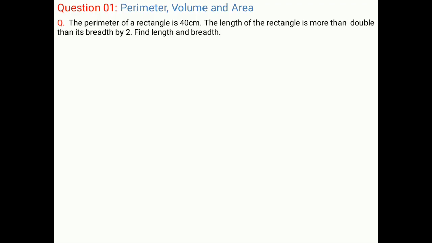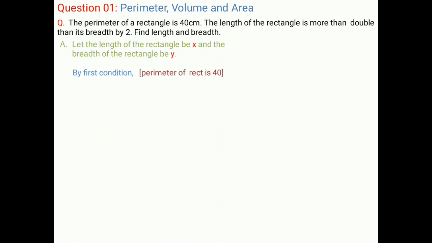First, we will assume what is asked in the question. So let's take the length of the rectangle to be x centimeter and breadth of the rectangle to be y centimeter. Therefore, by the first condition, which I said previously, that the perimeter of the rectangle is 40. The formula for perimeter of a rectangle is 2 into (length plus breadth). Therefore, 2 into (x plus y) is equal to 40, since x and y represent length and breadth respectively. Therefore, x plus y is equal to 20 is my equation number 1.